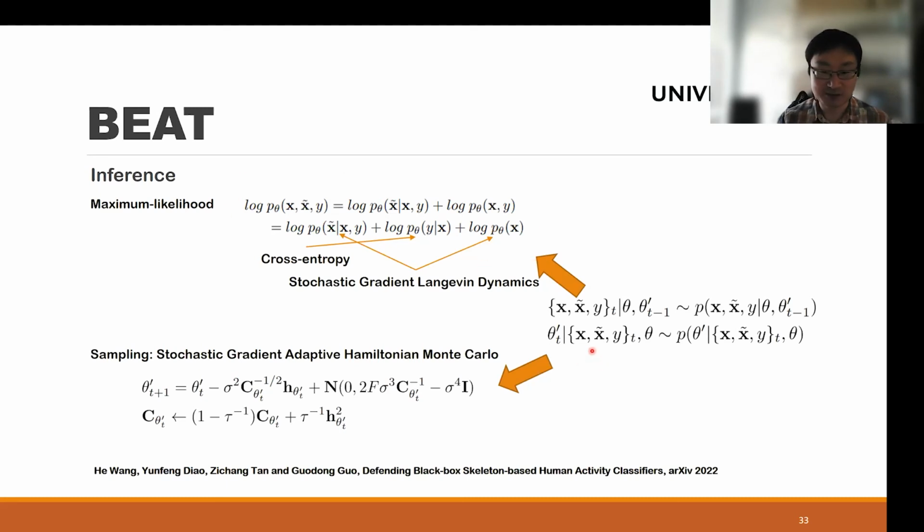Then for sampling the network weights, we use essentially Monte Carlo sampling. Specifically, we use the stochastic gradient adaptive Hamiltonian Monte Carlo. Sorry, that's a very mouthful name, but anyway, this is just numerical details, right? We do these two steps, maximization and sampling, for n iterations. We pretty much train the network.